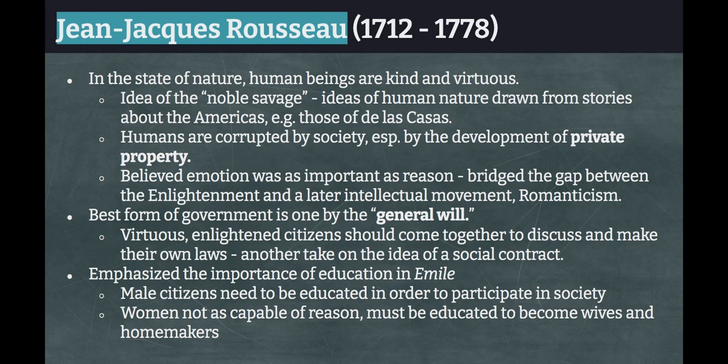Rousseau is also, and again, as I mentioned, he's interested in government. And he believed that the best form of government is a government by the general will. So again, we like to compare him to Hobbes and Locke. So we've got Hobbes on the far end who likes absolute monarchy. We've got Locke who's kind of in the middle who likes representative democracy or sort of a republican government. And then we've got Rousseau who likes direct democracy. So we have this idea that virtuous, enlightened citizens should come together to discuss and make their own laws.